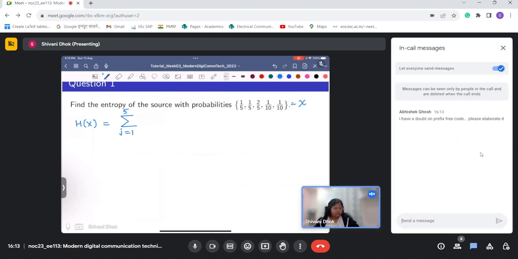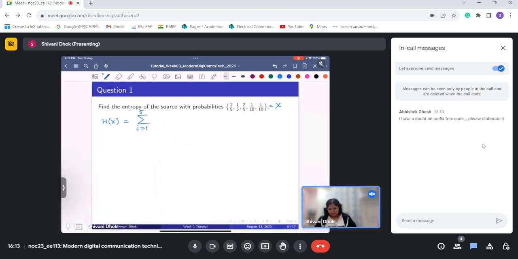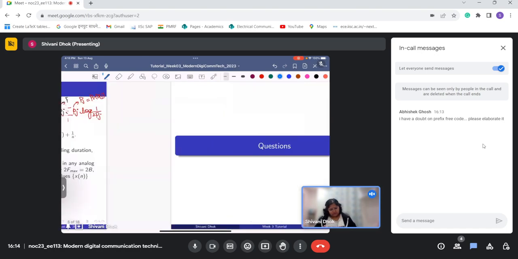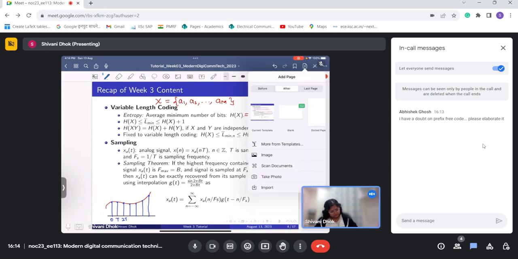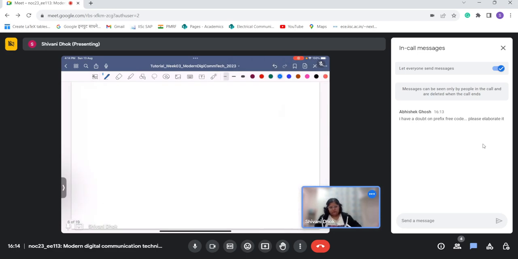Okay, so someone is having a doubt. He says that I have a doubt on prefix free code. Please elaborate it. Okay, so let me do that before starting with questions so that it's easy. I'll just add an empty page after this.